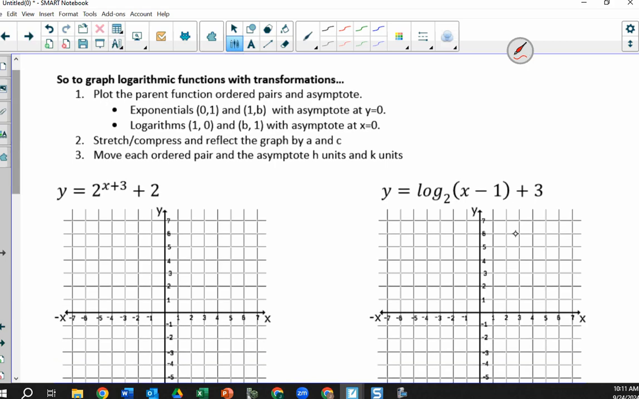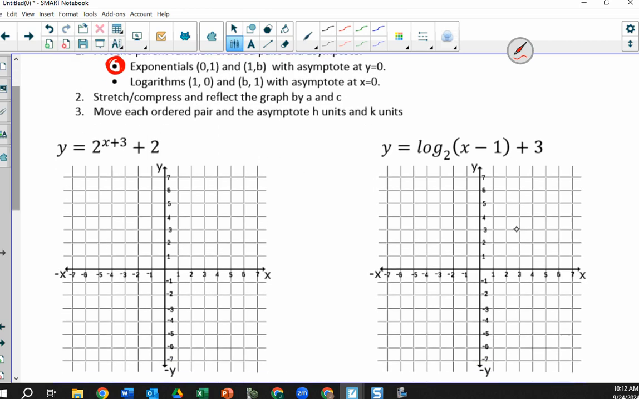Okay. We're going to graph both exponential and log functions. Looking at the first one, y equals 2 to the x plus 3 plus 2. Do you guys see how that's an exponential function? Right? There's no log written in that equation. So we're going to start with this first step for exponentials. We're going to plot the points (0, 1) and (1, b). So what's the base in this first equation?